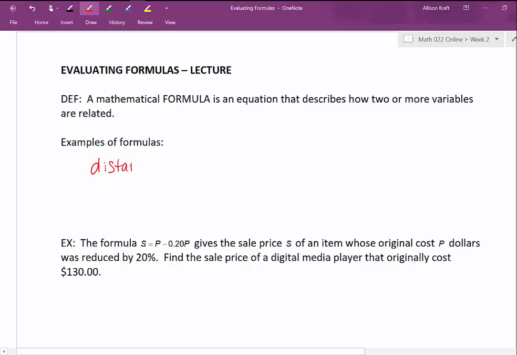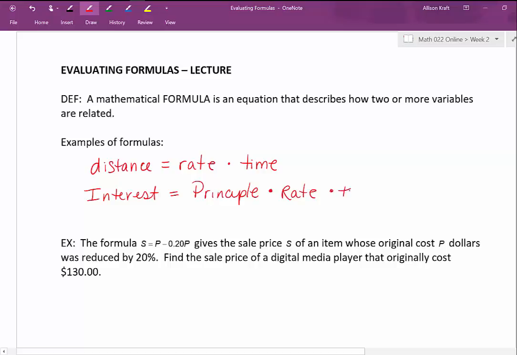Distance is equal to the rate times the time. Simple interest is equal to the principal times the rate times the time. And area is equal to the length times the width.